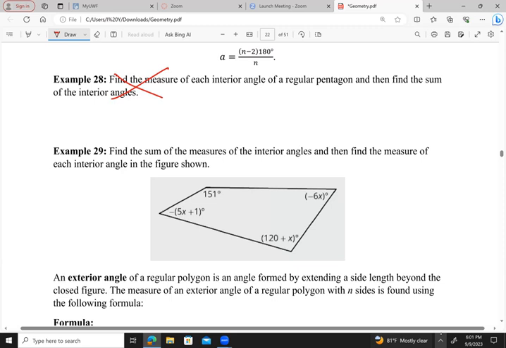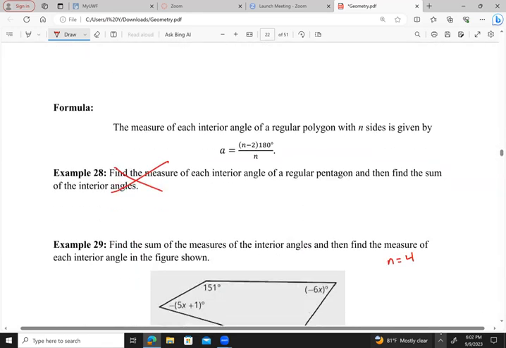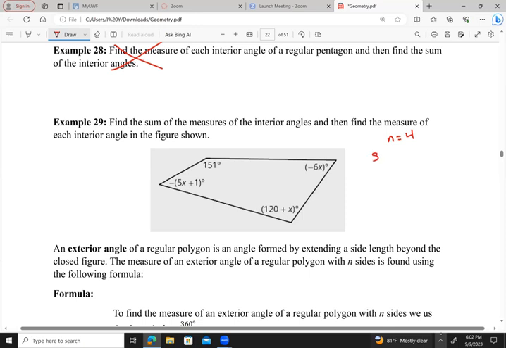Well, I have 4 sides. So what was the formula? N minus 2 times 180. It's n minus 2 times 180 degrees. 2 times 180, which is 360 degrees.